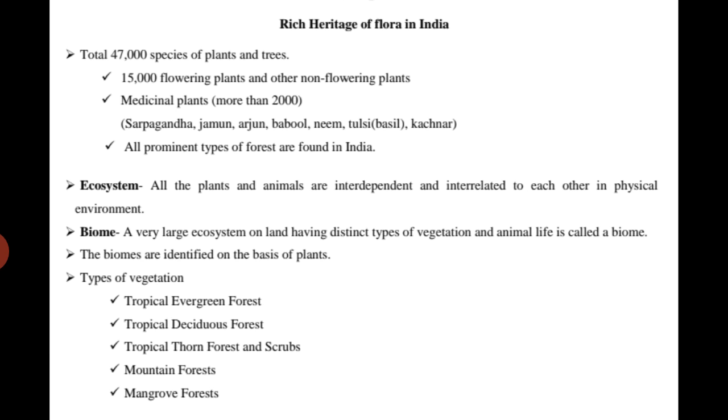As we know, India is a vast country. Various types of relief features and various types of climatic conditions are available, and that's why we have great biodiversity. Because of that, India is included among the 12 countries of mega biodiversity in the world. According to the availability of species, there are approximately 40,000 species of plants and trees. India stands 10th in the world and fourth in Asia.